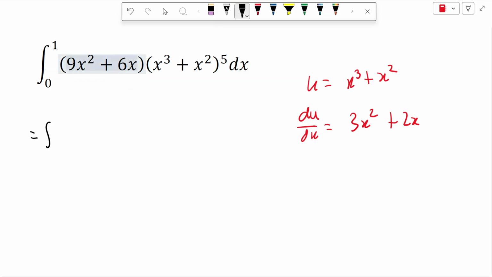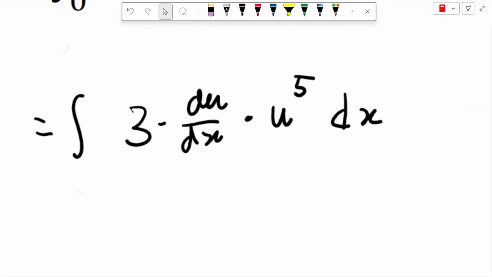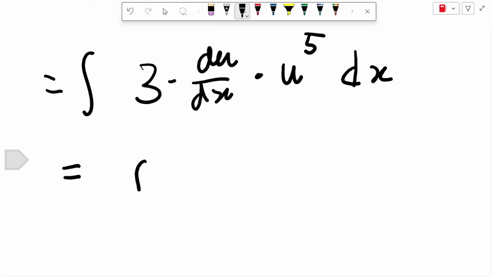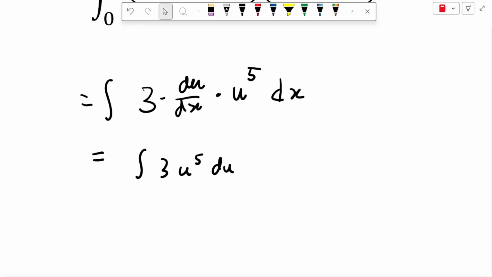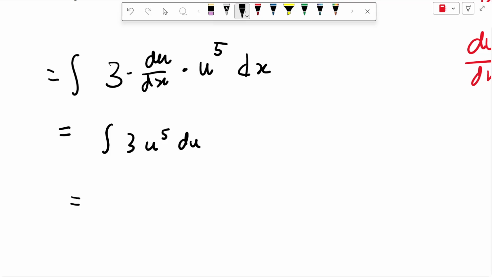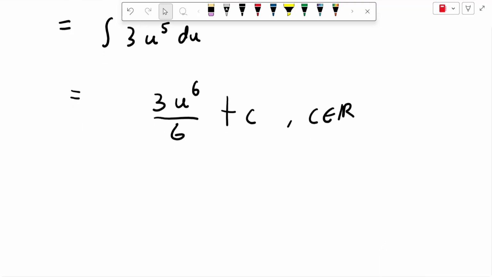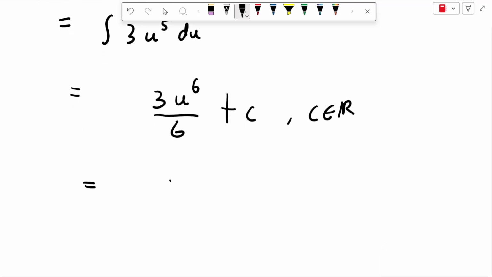So the whole integral just becomes 3 lots of du dx times u to the power of 5 dx. The dx's will cancel. So what you're left with is 3u to the 5 du, just like that. And we can just integrate that. So it is 3u to the 6 over 6 plus c. C is in R. If you want, this is u to the 6 over 2 plus c.